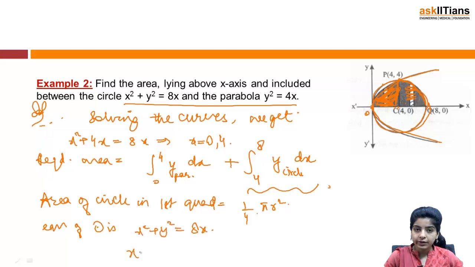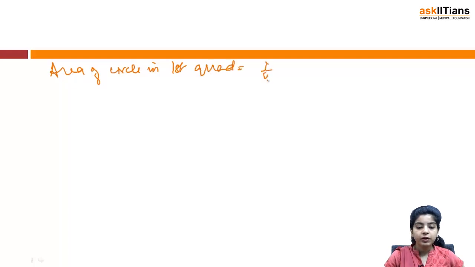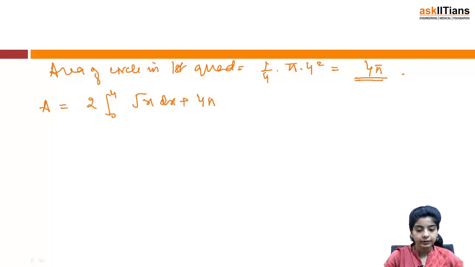So I can just rewrite it in the form (x − 4)² + y² = 4². I've just added 4² on both the sides. You can just open it up and check the equation. Right, you have understood the equation of circle. So area of circle in first quadrant was 1 by 4 πr². R is now 4, so r² is 16. That means it's 4π. So area is 2, integral 0 to 4 under root x dx plus 4π.